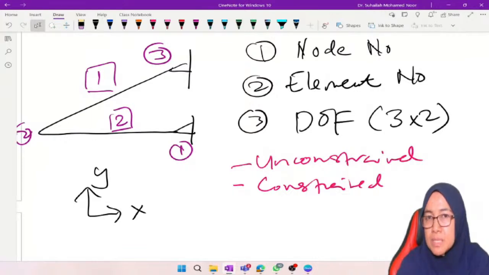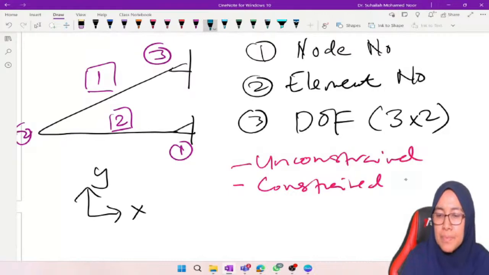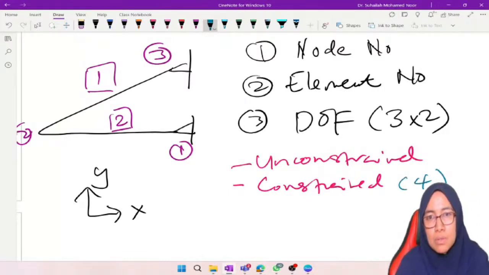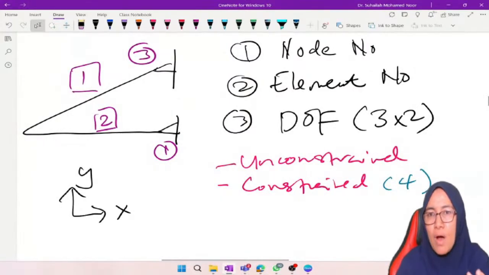There are 2 pin supports. 2 pin supports means there are 4 unknown reactions. So we have to put 4 here.